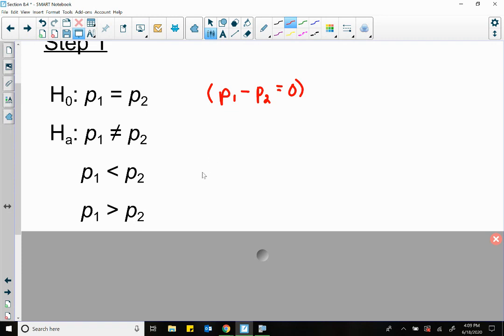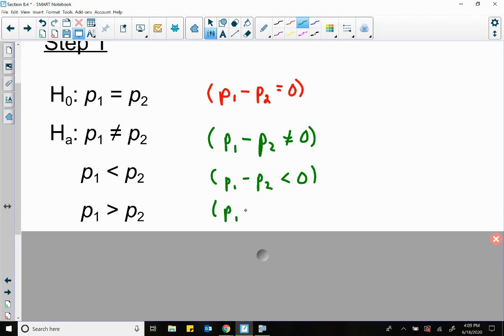Okay? Again, just like before, though, they might write these in terms of P1 and P2 on the same side. So these will look like P1 minus P2 not equal to 0. Or P1 minus P2 less than 0.